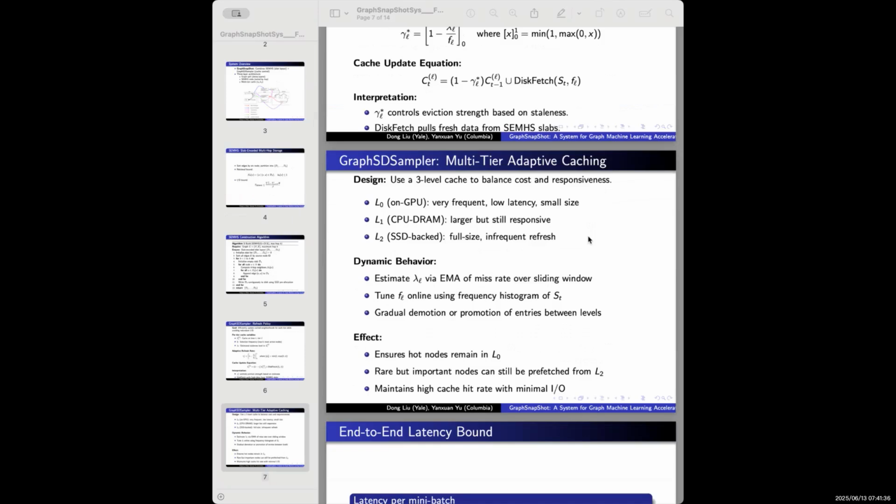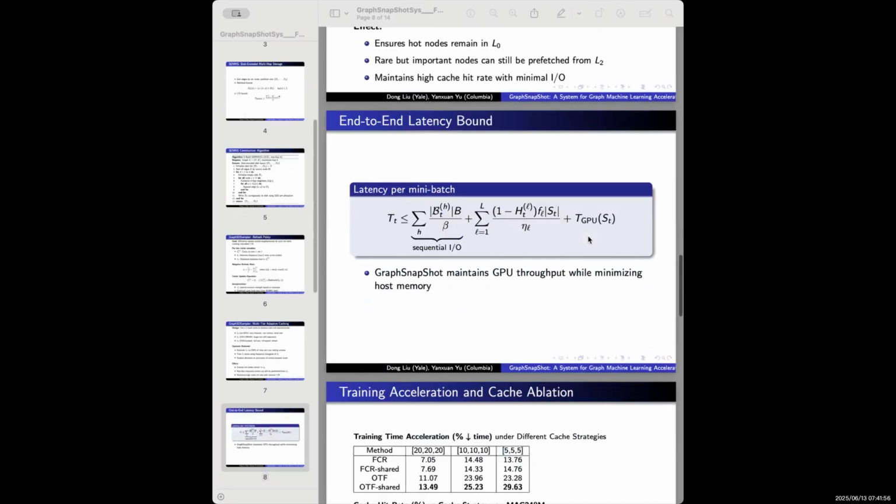From an intuitive perspective, the hot nodes stay close to the GPU, while colder ones are demoted but still available on slower resources like SSD. The multi-level design ensures a high cache hit rate with minimal memory usage.